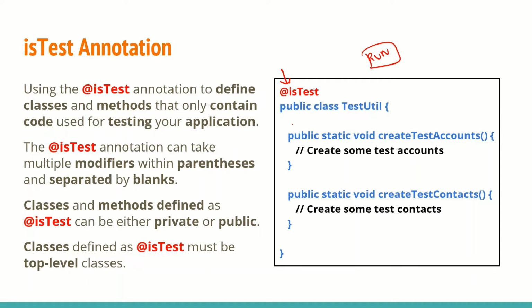So in that manner you can do, but the basic rule is if the class is @isTest, it's a test class, then only you can have @isTest as a method. Otherwise it will throw an error.